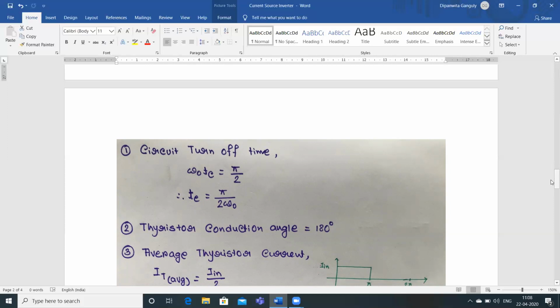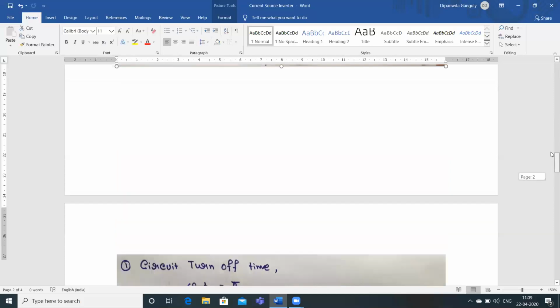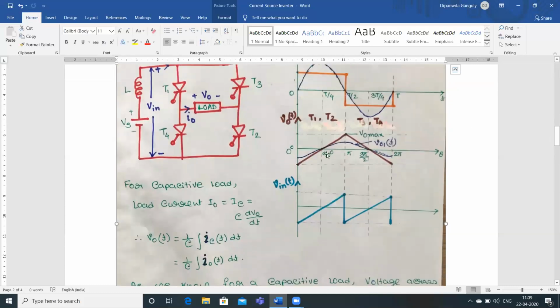Now, thyristor conduction angle. As we have seen, the thyristor is conducting for 0 degree to pi or 180 degree, and from pi to 2 pi or 360 degree, the next two thyristors are on. So the conduction angle of a pair of thyristors is 180 degree or pi.